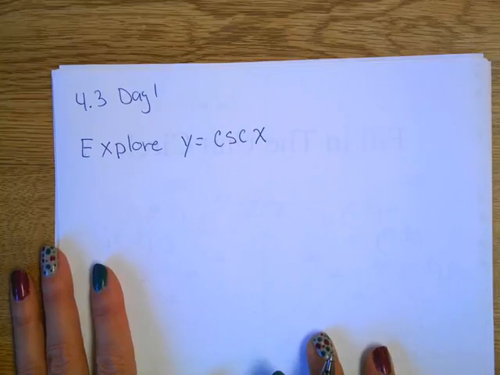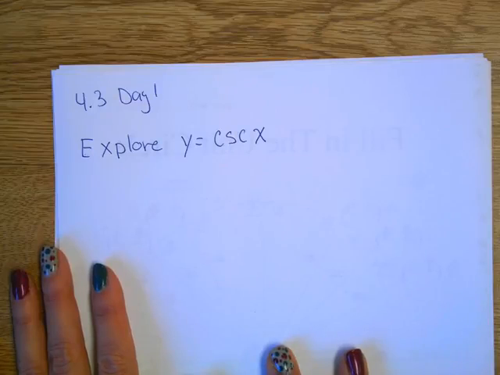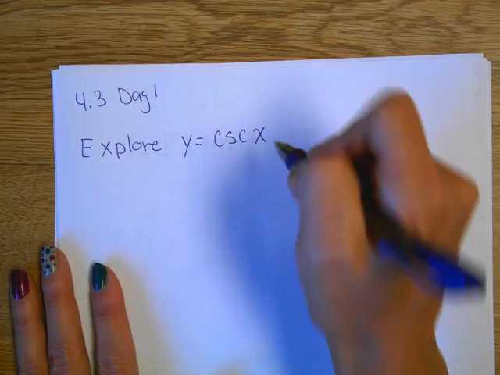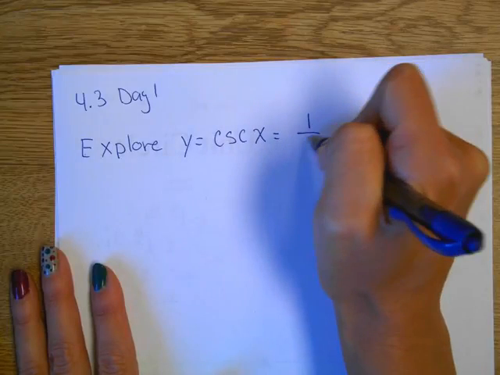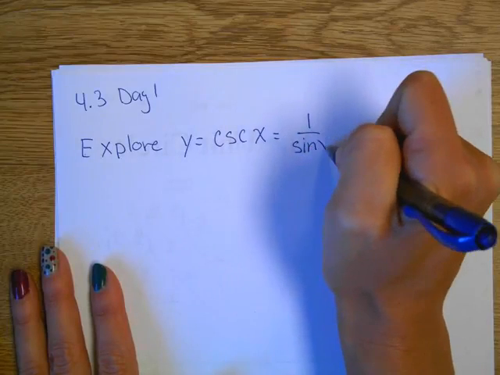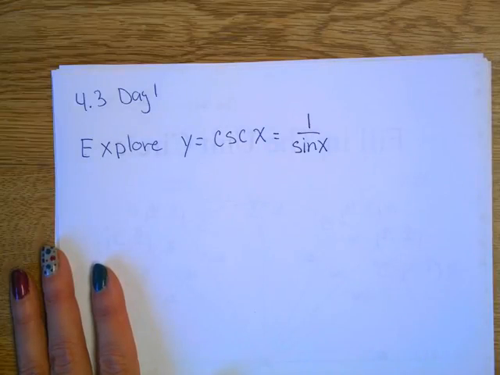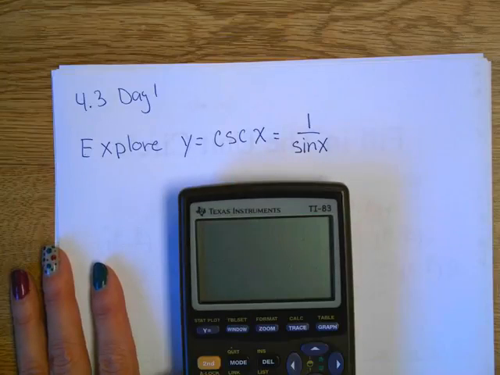Cosecant. Now, what trig function relates back to cosecant? How do we get our cosecant values? Sine. It's with sine's reciprocal. So cosecant is actually 1 over sine. Agree with that? Yeah. All right, let's take a look at cosecant's graph.